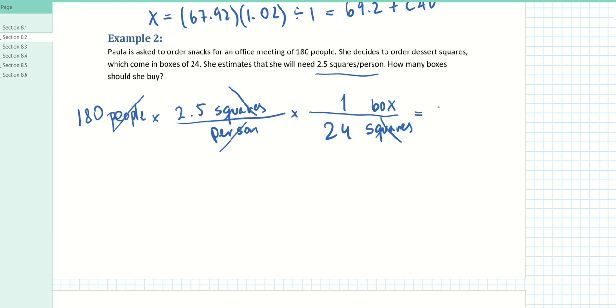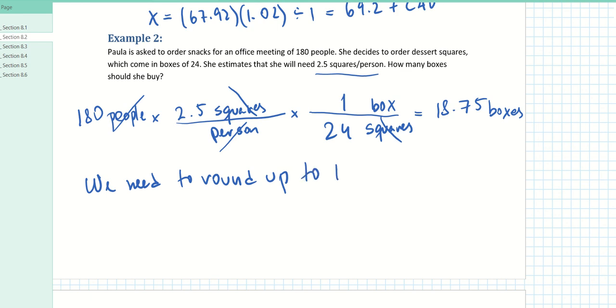So here we're going to end up with 18.75 boxes. And of course, you can't have 3/4 of a box, so we need to round this up to a full number of boxes, which means, let's write it down, we need to round up to 19. To 19 boxes, because you can't get 18.75 boxes, which means that Paula will need to purchase 19 boxes of squares. Okay, so that's example number 2.